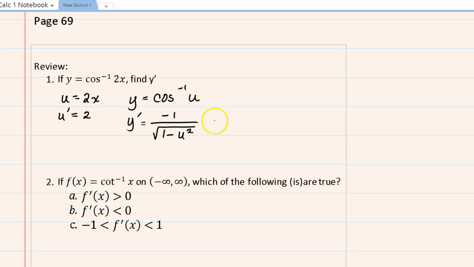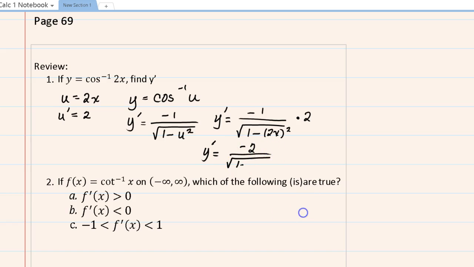Therefore, the derivative of y is y prime is equal to negative 1 over the square root of 1 minus, in parentheses, 2x squared times 2. Remember, the 2 is from the chain rule. Simplifying, we get negative 2 over the square root of 1 minus 4x squared.